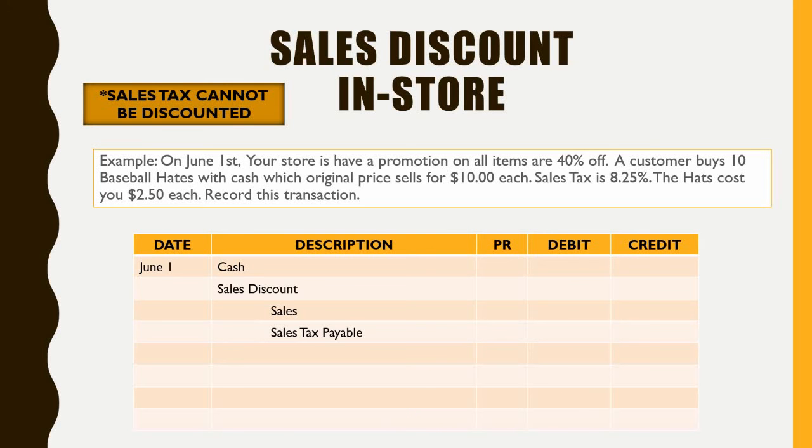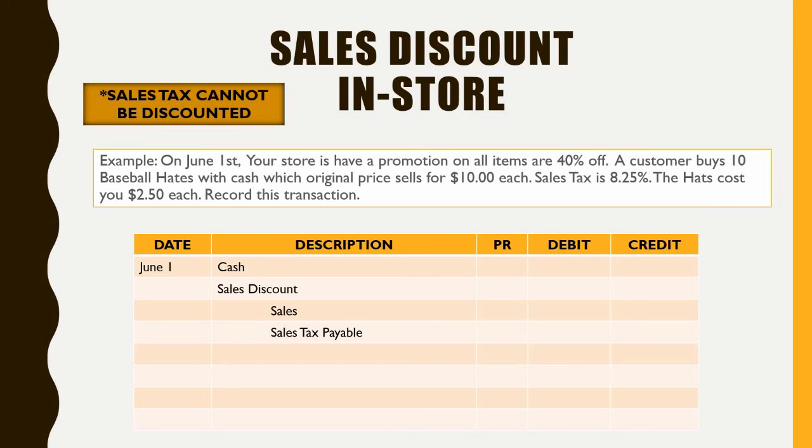Just like we looked at in the previous chapters, how are we going to calculate our sales? How much is our discount? How much tax is going to be on there? And lastly, what is our total cash that we're going to receive? Let's break it down. How much sales did we actually make? $100, because we sold 10 hats at $10 each. How much is the sales discount? $40, because it's 40% of our original price, and 40% of $100 is $40.